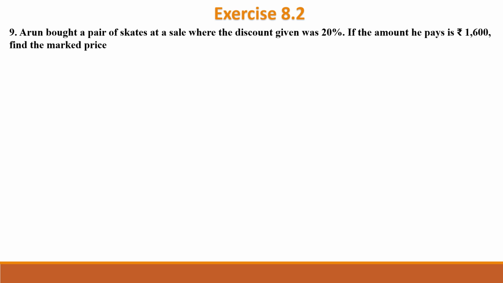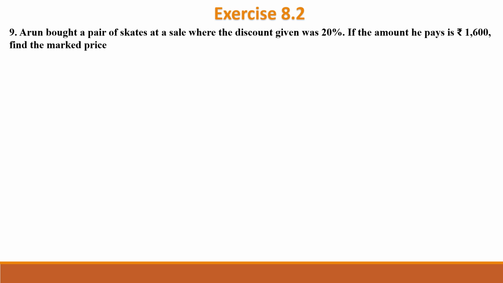So in today's class, we are starting with question number 9. It says Arun bought a pair of skates at a sale where the discount given was 20%. If the amount he pays is rupees 1600, find the marked price. So here what are the things given? The given price is 1600 which the customer has paid. That means this is the selling price of these skates. And also the discount is given as 20%.